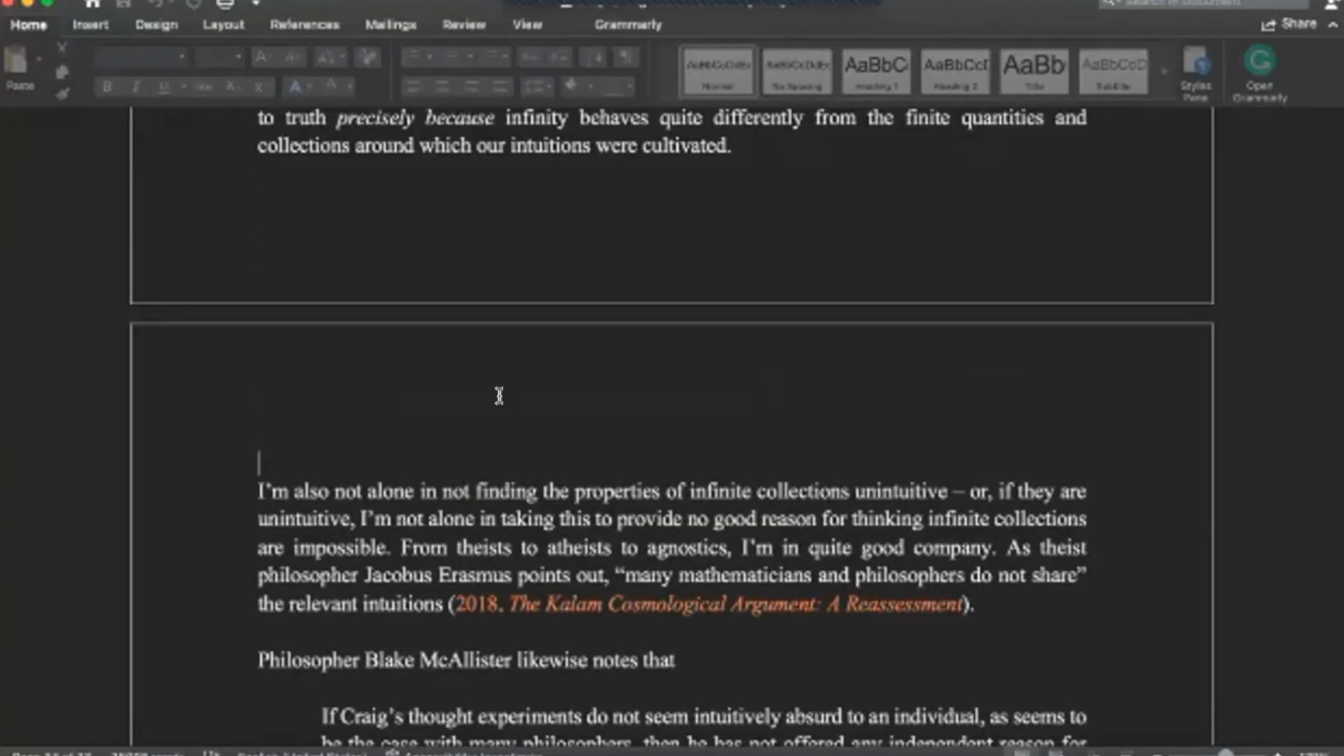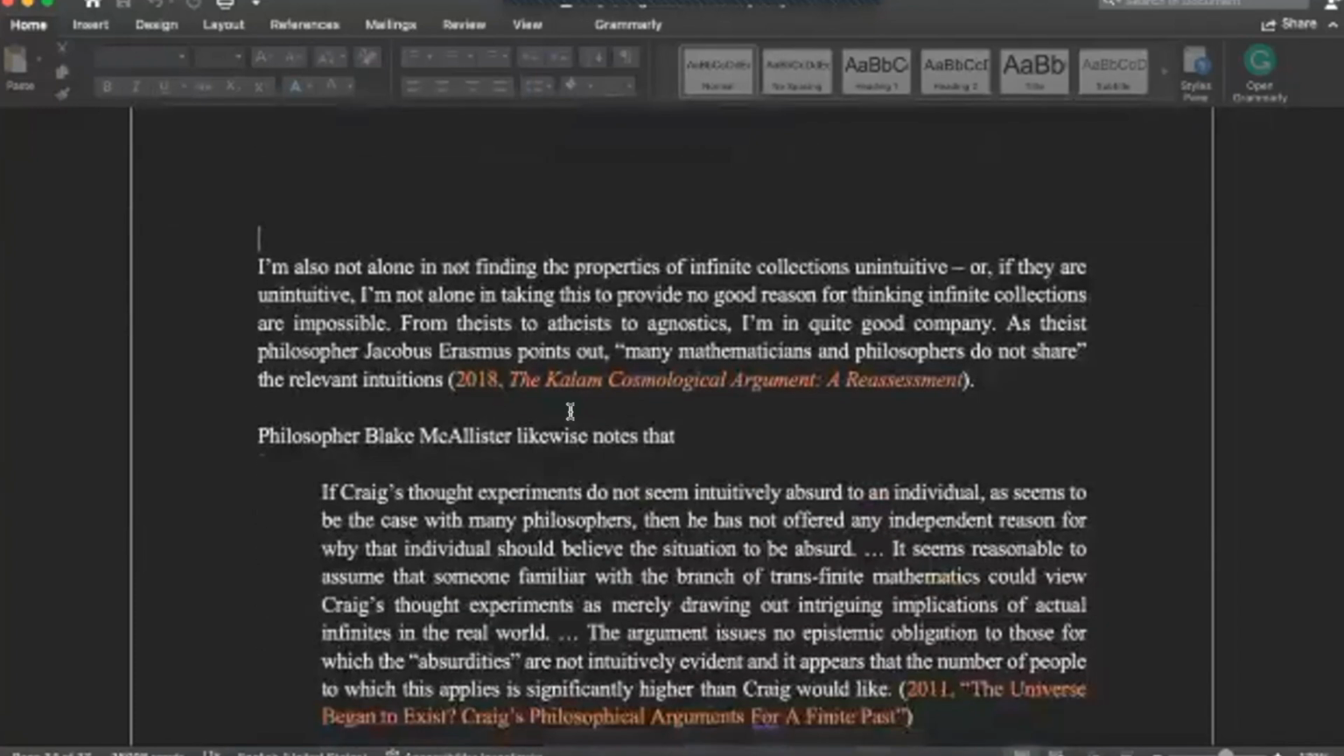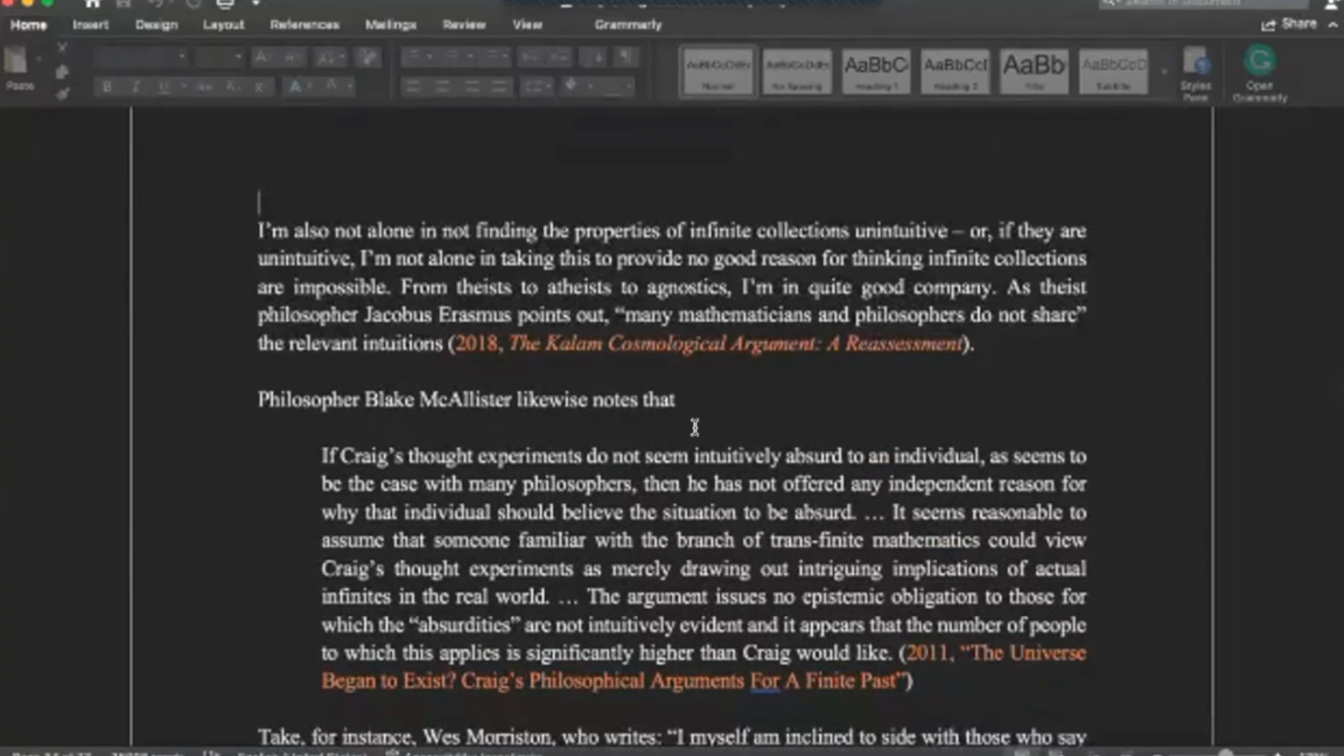By the way, I'm also not alone in not finding the properties of infinite collections unintuitive. Or if they are unintuitive, I'm not alone in taking this to provide no good reason for thinking infinite collections are impossible. From theists to atheists to agnostics, I'm in quite good company. As theist philosopher Jacobus Erasmus points out, many mathematicians and philosophers don't share the relevant intuitions. Philosopher Blake McAllister likewise notes that if Craig's thought experiments do not seem intuitively absurd to an individual, as seems to be the case with many philosophers, then he has not offered any independent reason for why that individual should believe the situation to be absurd.